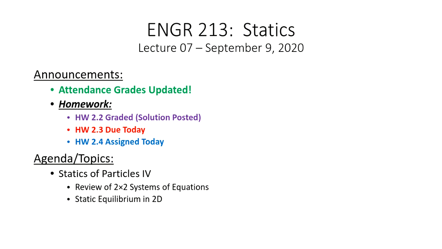Okay, just a couple quick announcements. I've got the attendance grades up to date on Blackboard. And then, like I said, we're keeping on with the same schedule that we have been for our homework. So you all turned in homework 2.3 today. 2.2 was graded and the solution's been posted. And then after class, you'll see homework 2.4, and that'll be due Friday. So any questions before we get things kicked off?